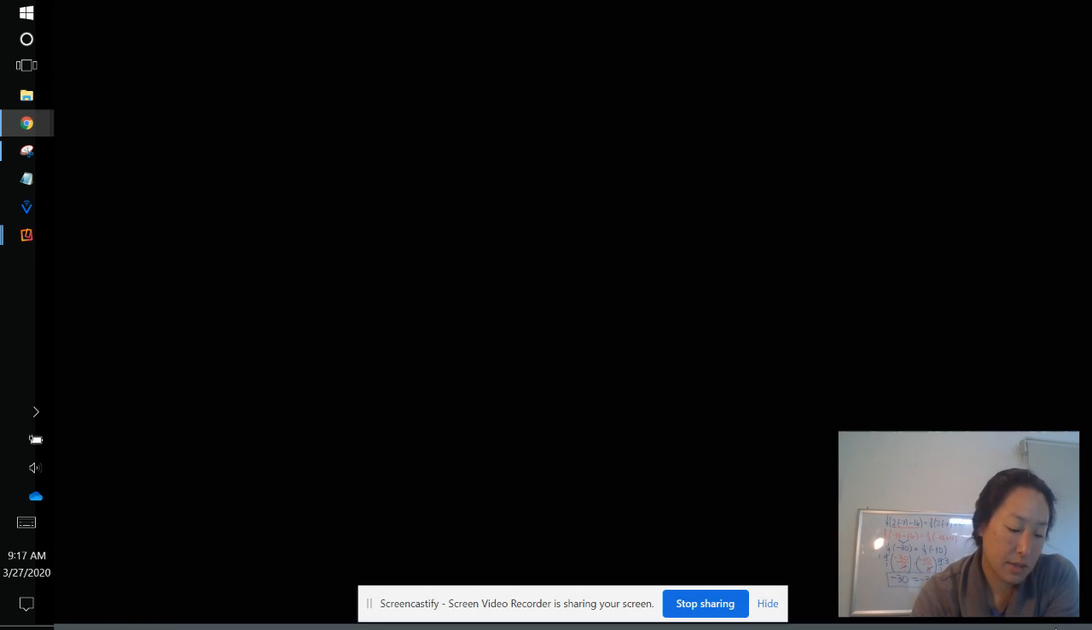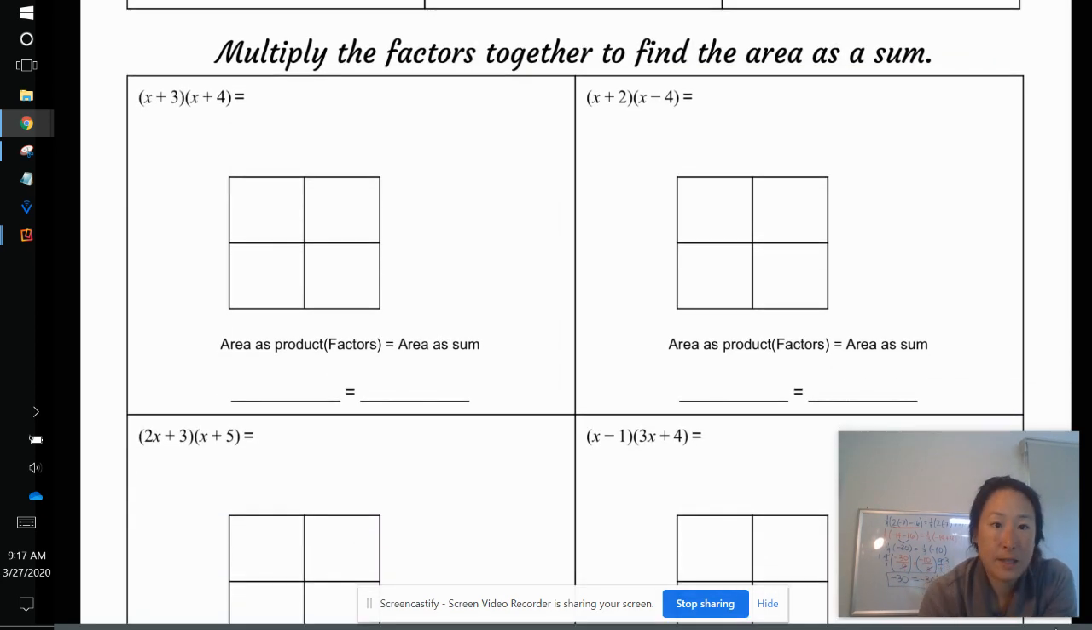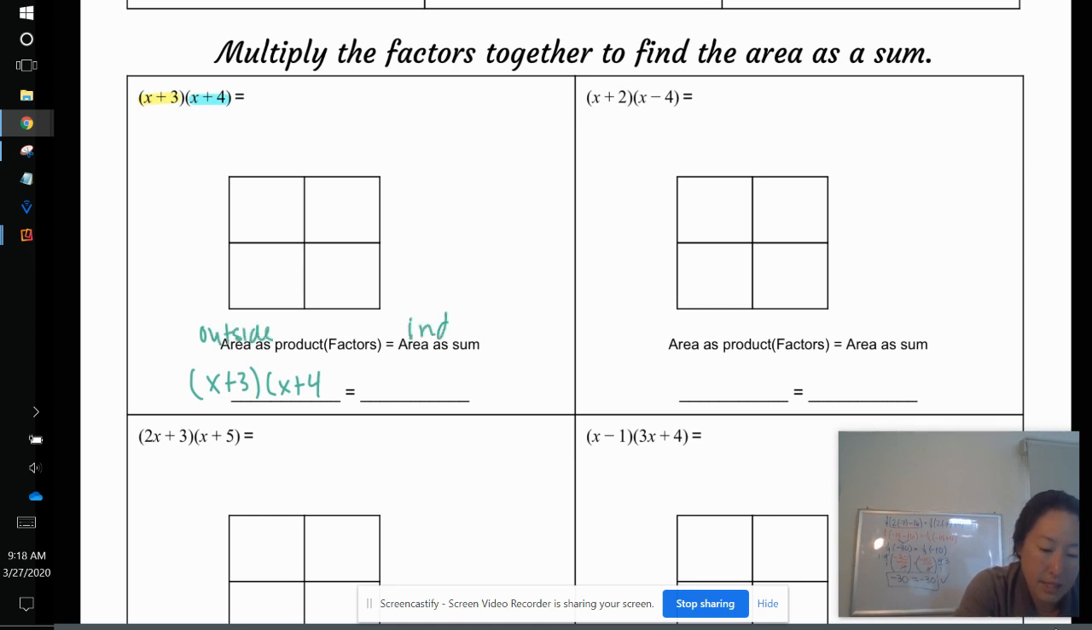So now we're going to do this with two factors. Two things are multiplying together, but they both have this little add piece in them. So x plus 3 times x plus 4. These are my factors, so I'll go ahead and write them right here. x plus 3 times x plus 4. Remember, this is the outside of the area model, and the sum is the inside.